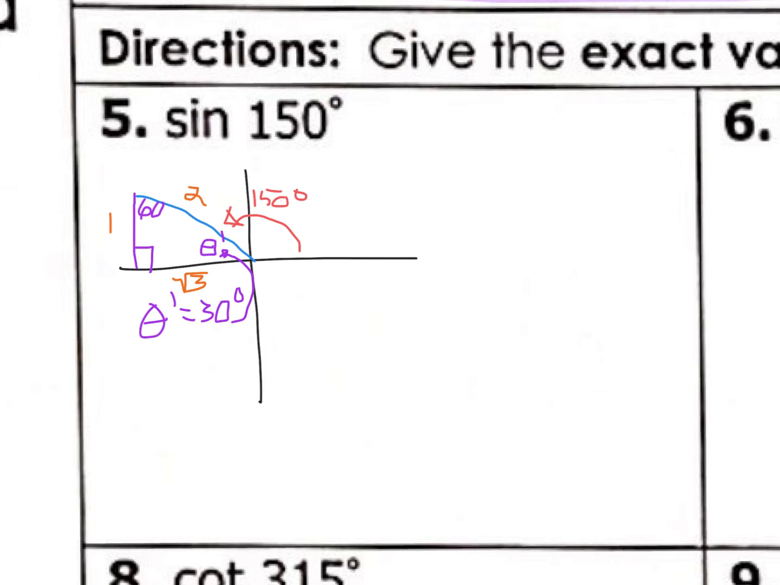Remember that we have to pay attention to signs. So in quadrant 2, the x-axis is negative, the y is still positive. So I should have a negative in front of that radical 3. And this is my angle of reference right there. So my side opposite is over here, my side adjacent is down here, and my hypotenuse is here. My handwriting on this is just atrocious, so I apologize.